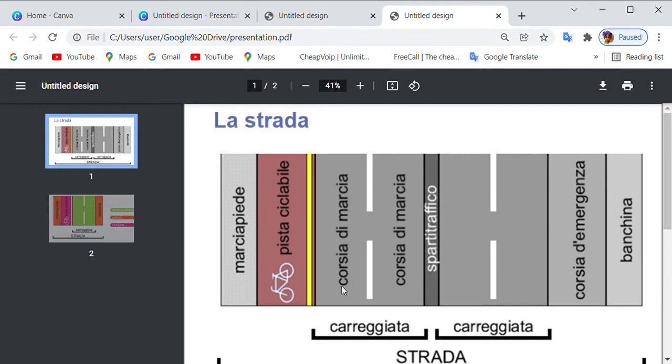You understand what strada means, the definition of strada. It is made up of marciapiede, pista ciclabile, corsia di marcia, 1, 2, 3, 4, corsia di emergenza. This particular place, you are not allowed to drive on it. You are not allowed to walk on it.